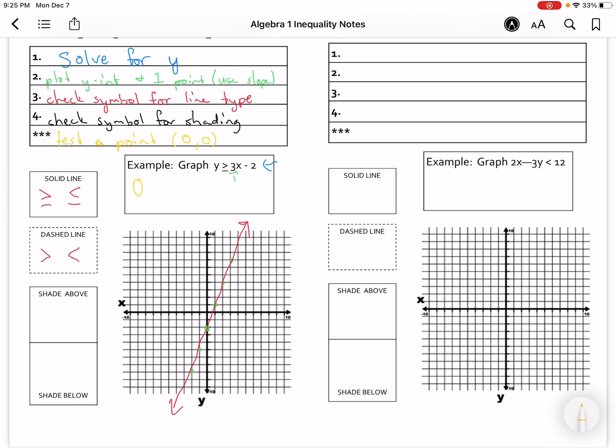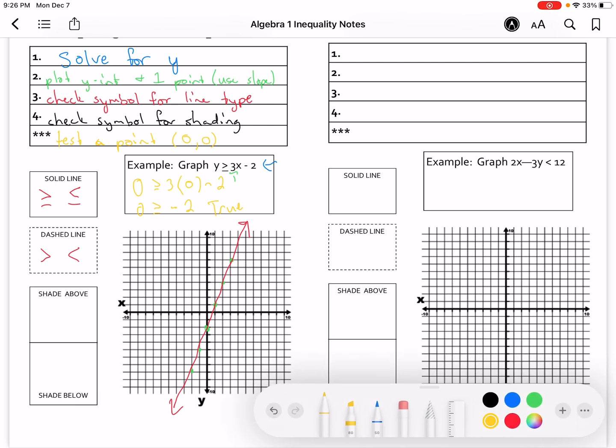So I'm going to test it. 0 is greater than or equal to 3 times 0 minus 2. Well, that would be 0 is greater than or equal to 3 times 0 is 0. 0 minus 2 is a negative 2. And 0 is bigger than negative 2. So that is a true statement.